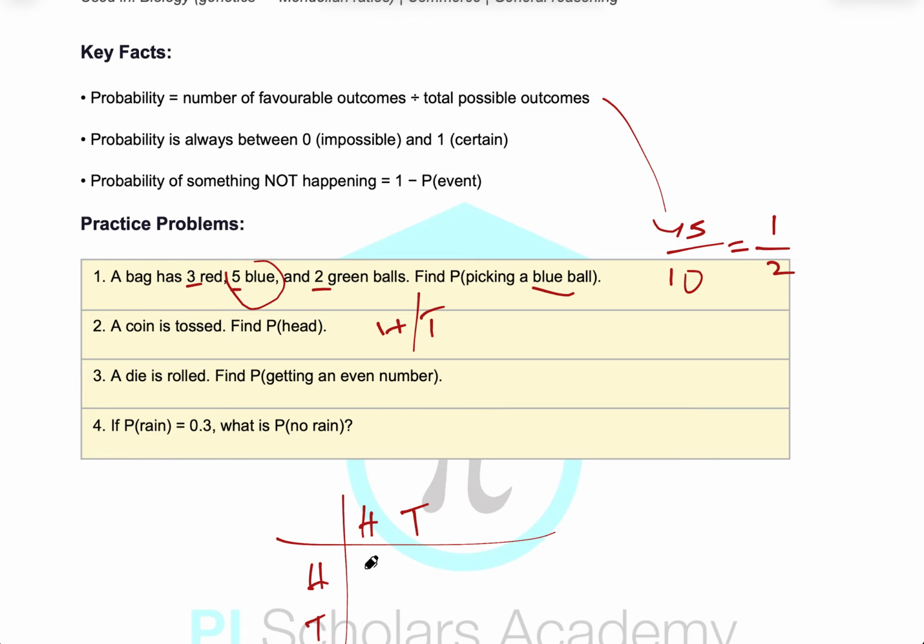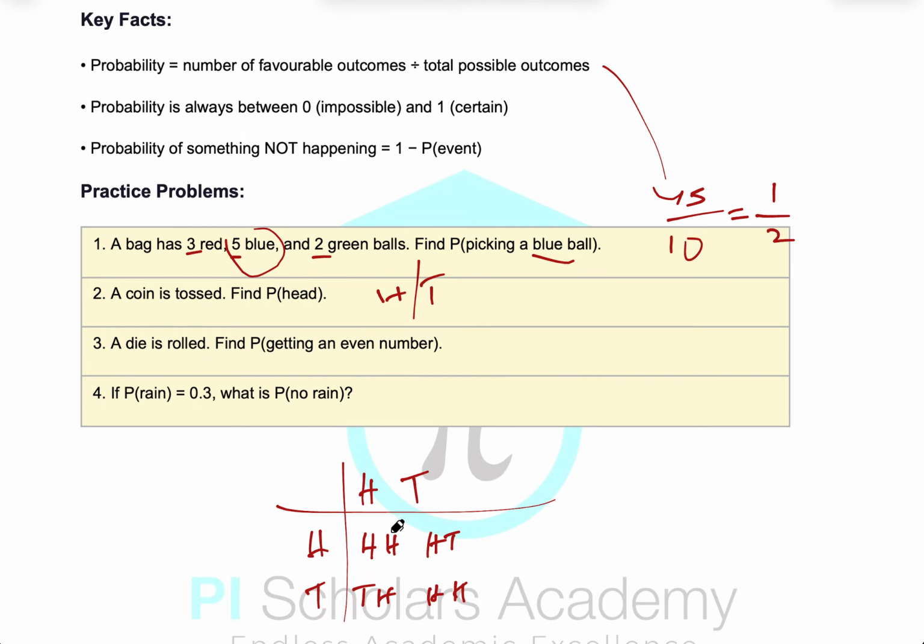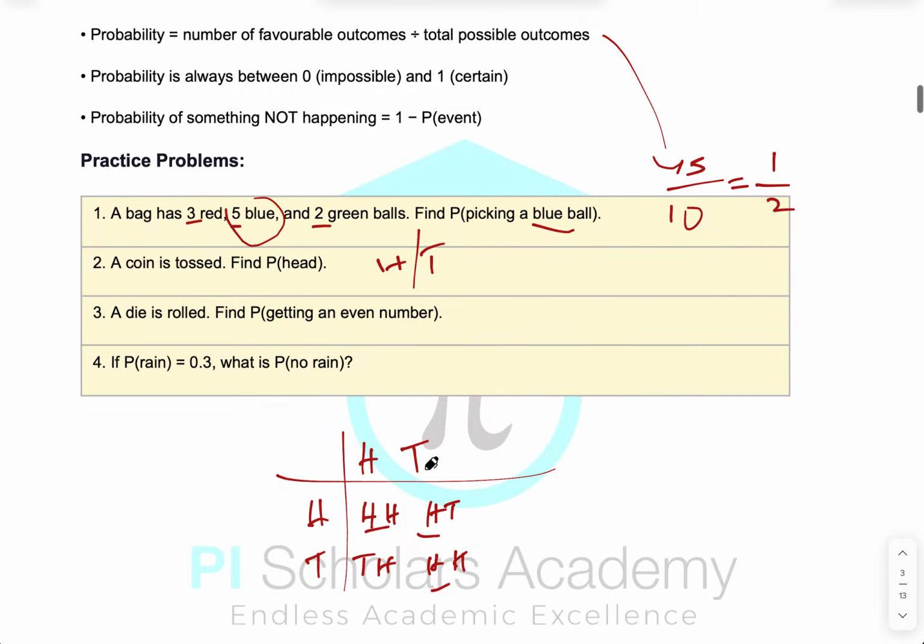Then you form this. So this is head, head and tail. This is tail and head, and this is head and head. So these are the number of possible outcomes: 1, 2, 3, 4. So whatever information you have to find, maybe the probability of at least one head, you say that that will be 1, 2, 3, and that will be 3 over 4. And that's basically what you need to know about probability.